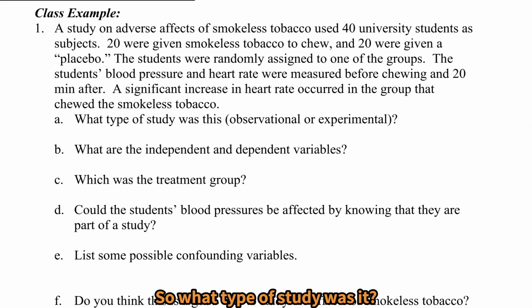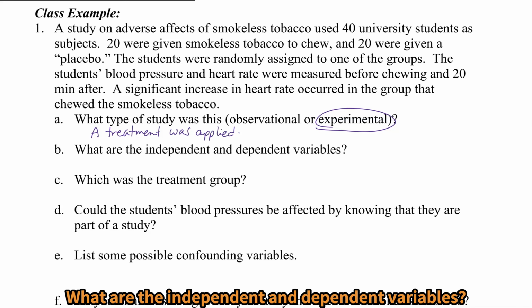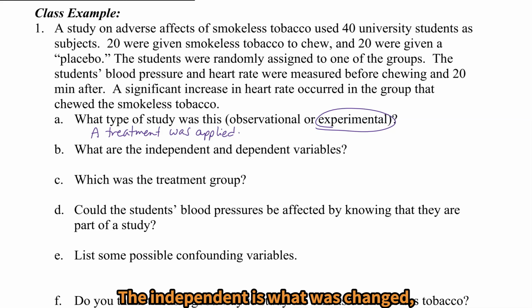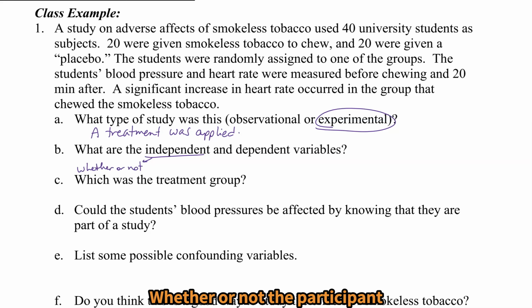So what type of study was it? This was experimental. A treatment was applied on each of the groups. What are the independent and the dependent variables? The independent is what was changed, what was given to watch the influence of: whether or not the participant chewed the tobacco.